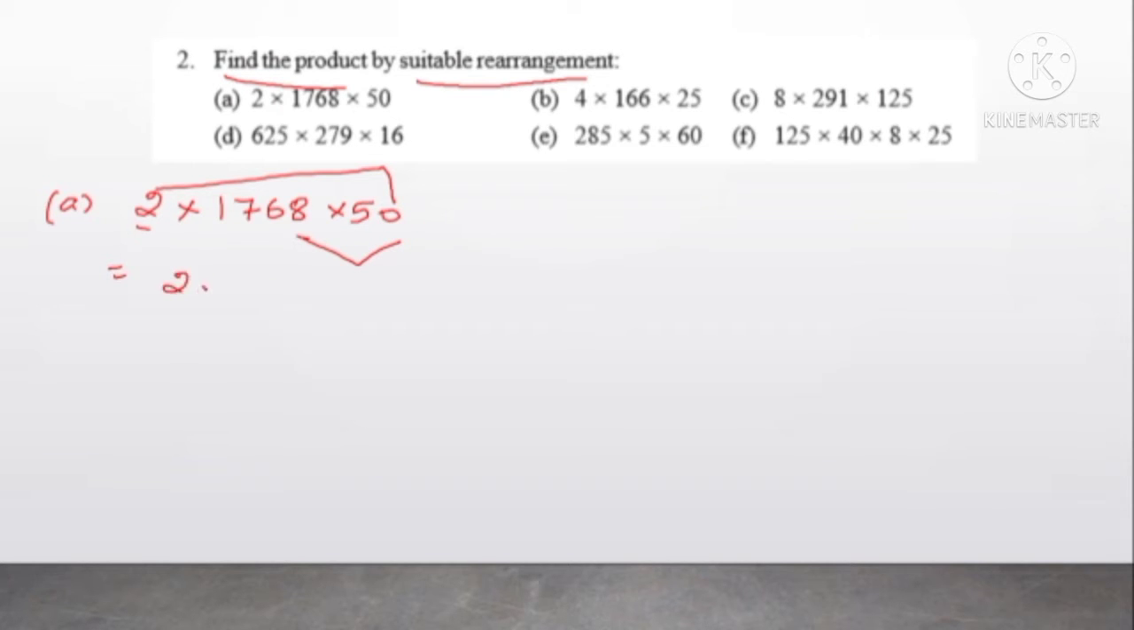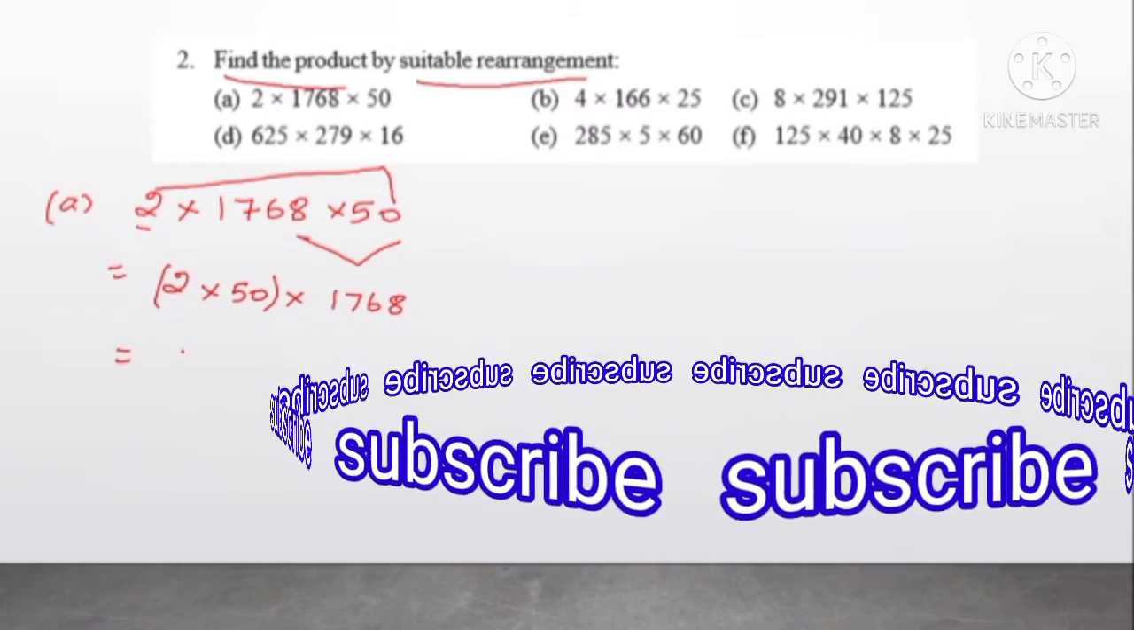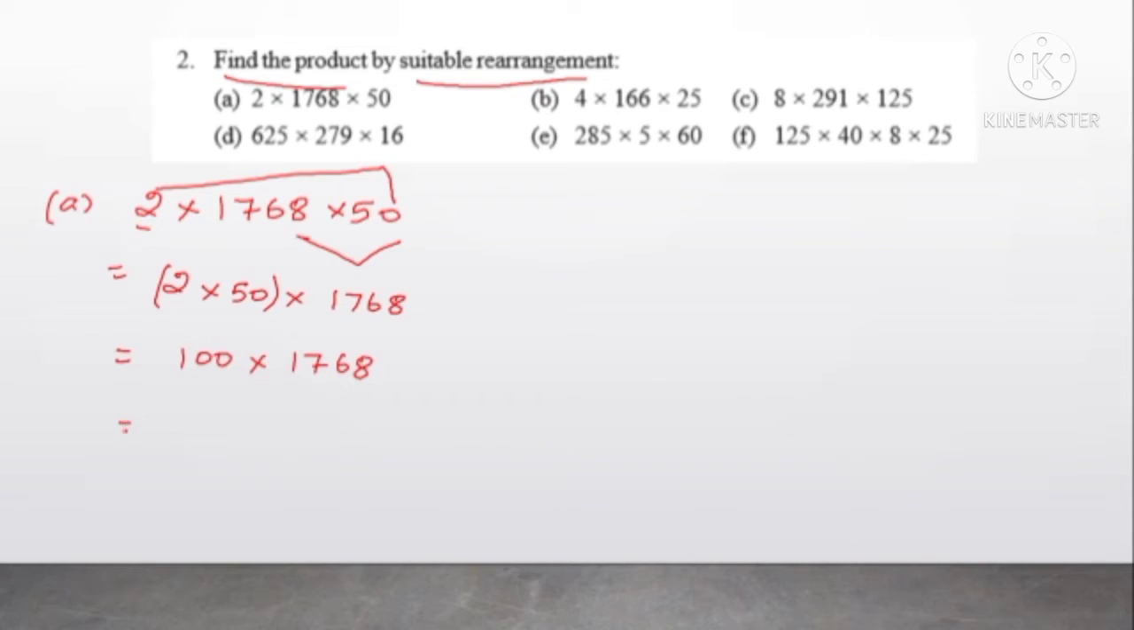So let me choose 2 into 50 first, and then the next one is 1768 later. So this is equal to 2 into 50, this gives 100 into 1768. On multiplying, what happens? 1768 as it is, how many zeros? 2 zeros. So the answer is 1,76,800. Next, subdivision B. So we completed subdivision A.